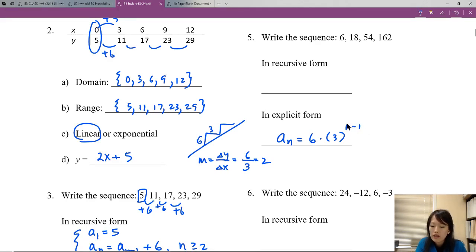When n is 1, the first term, that's 6. When n is 2, that takes it 6 times 3. When n is 3, it's 6 times 3 to the second. It works. Next one. What's a recursive one?